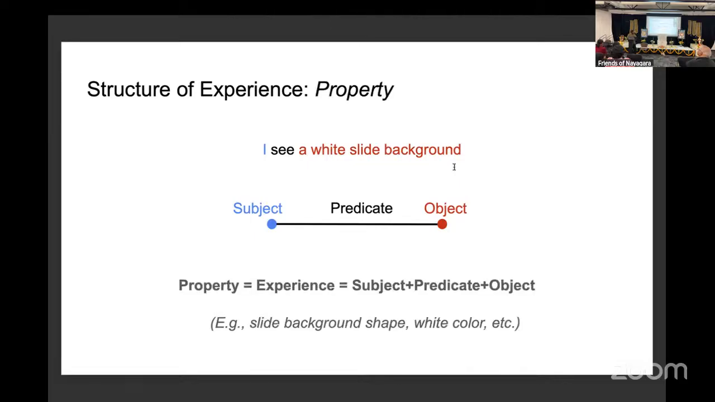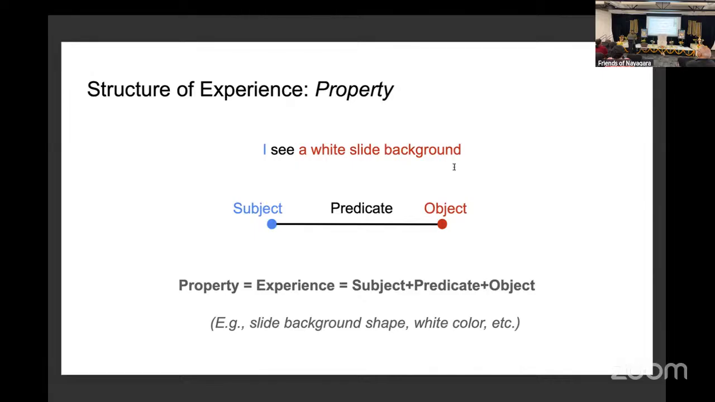But here there's something more. I have a notion of property. And this experience, now I give it a tag. I say, okay, I have a slide background, which is a notion of shape. I have a white color, which is a notion of color. I have all these other properties. But again, at the end of the day, it's just an experience and you're giving it additional tags. It's just an experience. So what you mean by a property of something, at the end of the day, is just an experience. And an experience is nothing but this trio of subject, predicate, and object.